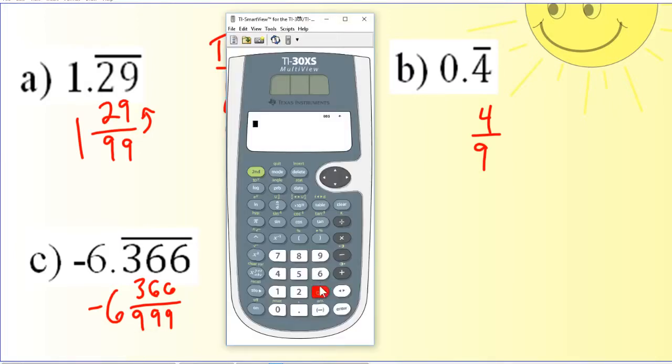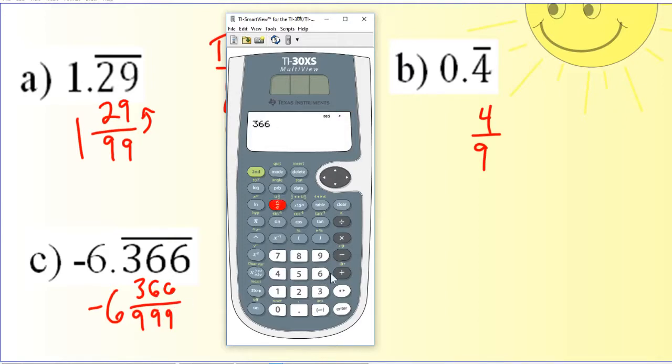And if we try it out, 366 divided by 999 equals 0.366366. That's the stuff that's being repeated. And having that negative 6 out front would make this a negative 6 point that junk. So that's what this would be as a fraction. Now, I guess we forgot to see if this simplifies. Actually, we forgot to check if all of these simplify. And I think this one does, because I think those are both multiples of 3.